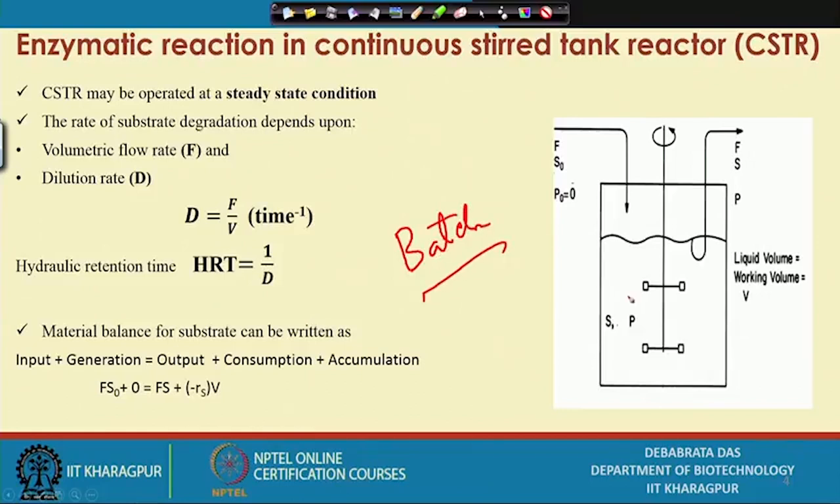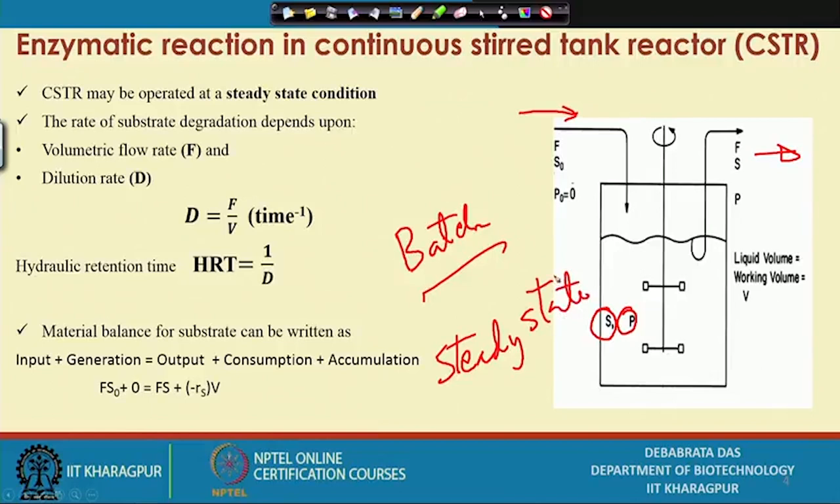When you get the maximum rate of reaction, then you continuously feed the substrate and take out the product from the other end. And when you operate for an infinite period of time, you will find the concentration of substrate and concentration of product remain constant, and that we consider as the steady state. What do you mean by steady state? The steady state means the concentration in different parts of the reactor remains unaltered. That is called steady state.